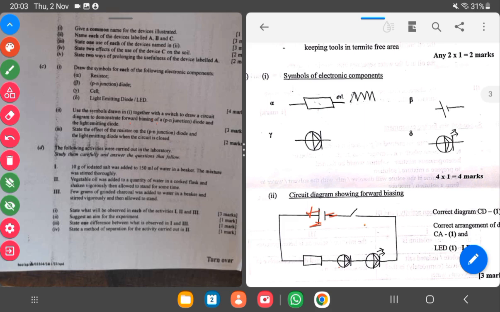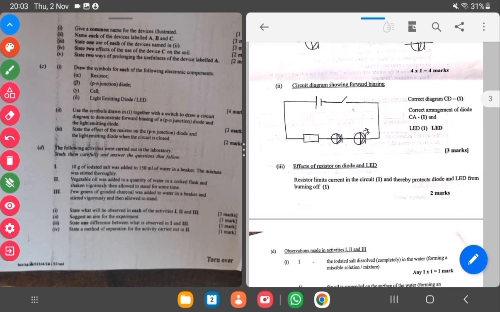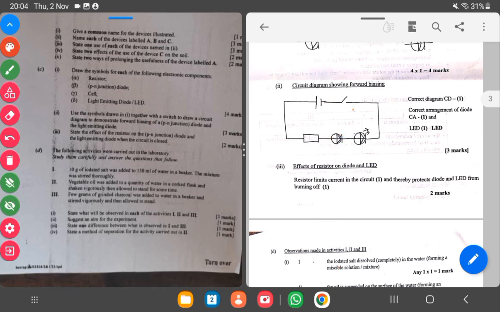So what you can see here shows the PN junction, the forward biasing, that's what you can see here. So this side is the positive, facing the positive part of the cell, and this side is the negative, facing the negative side of the cell. Take note of basic electronics. It's a topic that always comes. Looking at the III, it says that state the effect of the resistor on the PN junction diode and the light emitting diode when the circuit is closed.